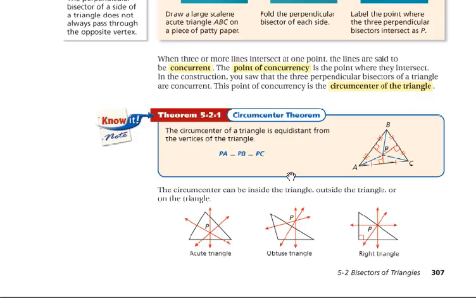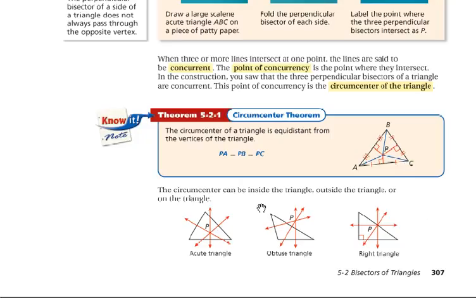Basically, it says the circumcenter of a triangle is equidistant from the vertices of the triangle. So if you remember that point P that I just mentioned above, it is the same distance from A to P, B to P, and C to P. So what this theorem is saying is that once you find the circumcenter of a triangle, it is going to have the same distance from that point to each of the vertex points of the triangle.